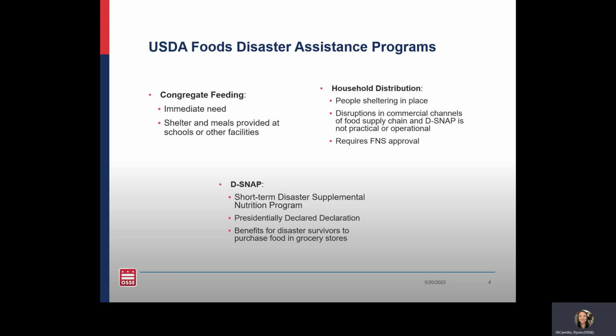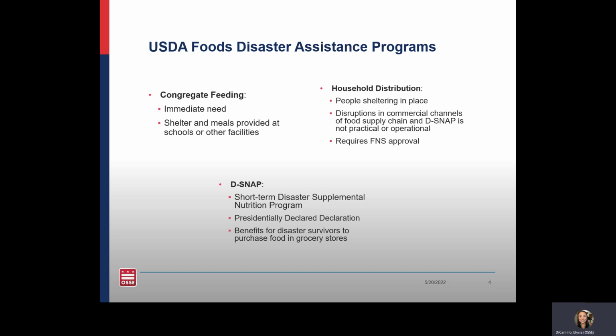Congregate feeding may occur when large numbers of people are forced out of their homes due to an emergency. For example, when power or gas services are not available. In these scenarios, locations are provided to shelter and feed people. Common congregate feeding sites include schools, churches, community centers, mobile kitchens, and soup kitchens.